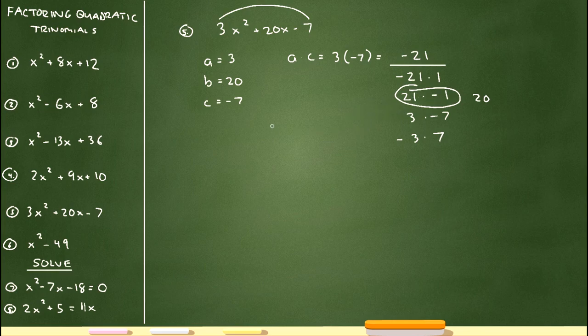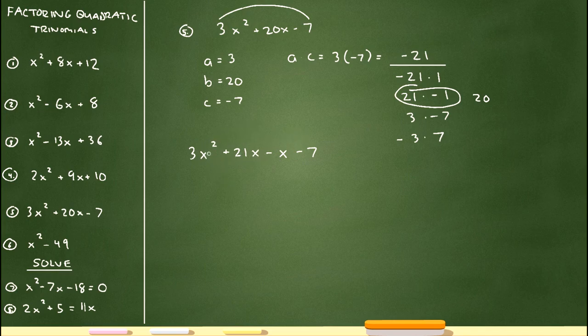So the next step was to split that b term into 21x and negative x. So I'm going to rewrite my statement, but I'm going to replace the 20x with positive 21x and negative x. And then I still have that negative 7 tacked on right here. And again, the reason we do this is so that factoring by grouping will work out correctly. Because there's a lot of ways to split up 20, but there's only going to be one way that will allow for the factoring by grouping to work.